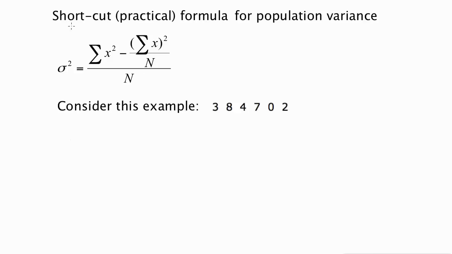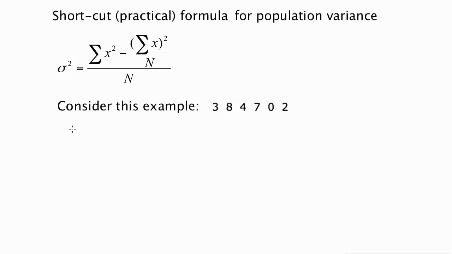Okay, so here's the shortcut, or the practical formula, for the population variance. You see here, all you need is just sigma x squared and sigma x all squared. To apply that, let's consider this example again. I have here 6 values. I need to calculate sigma x and sigma x squared.